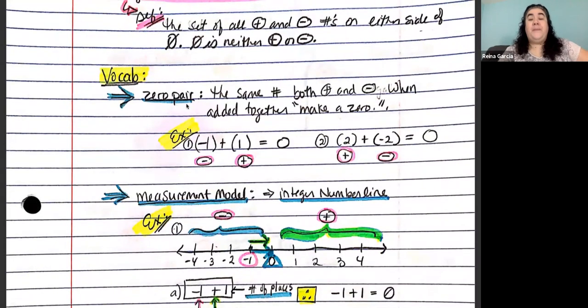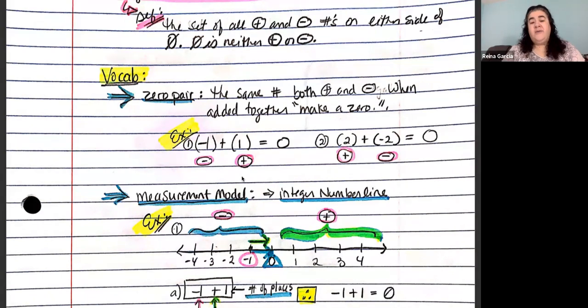is zero pair. Zero pair is the same number, both positive and negative, and when added together, they make a 0, and that's why they're called a zero pair. Sometimes we refer to these as the inverse of each other, and you will see when we get a little later in the notes where we're going to have that conversation. But your textbook also refers to them as a zero pair, so you should be aware of both terms.